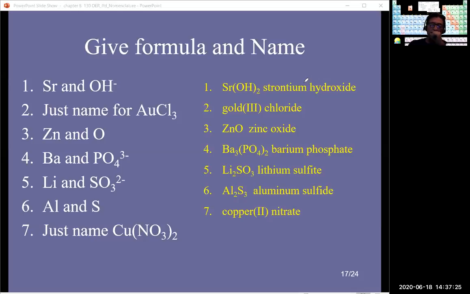All right. And then the last one, they're asking you to just name it. You got Cu, which is copper, has a variable oxidation number. We need to figure out what it is. And then we have in parentheses NO3, which is the nitrate. And so you go to your table, NO3 has a -1 charge. And there's 2 of them. So there's a total of -2 that infers that copper must be copper 2. Okay.